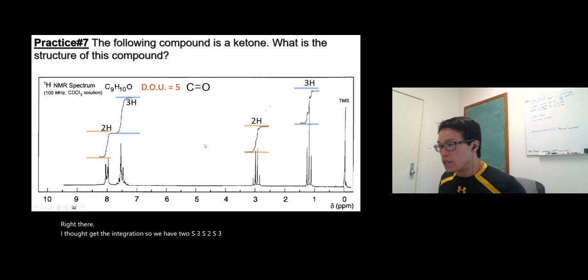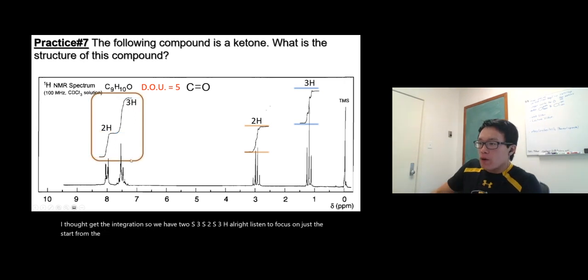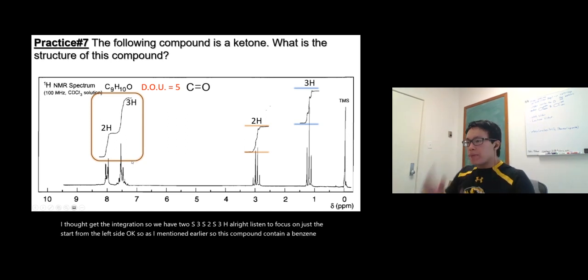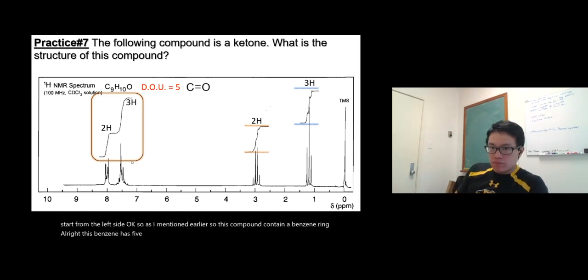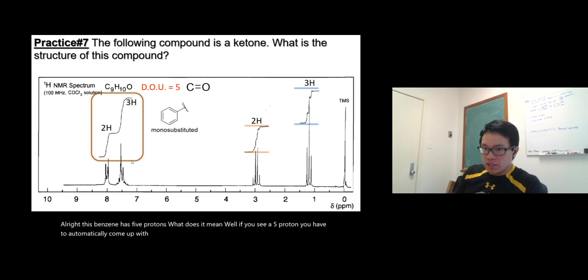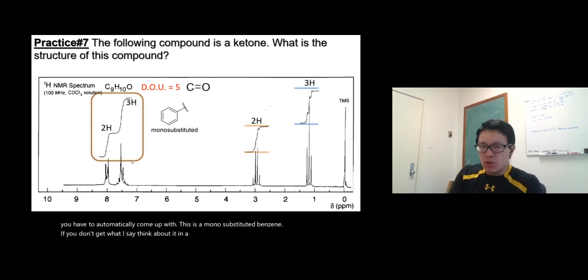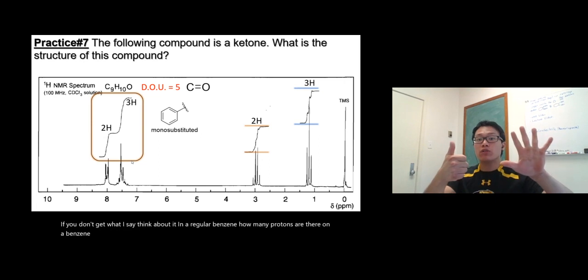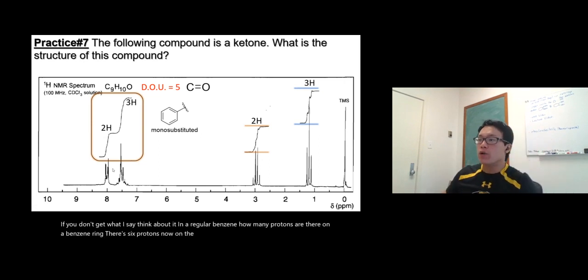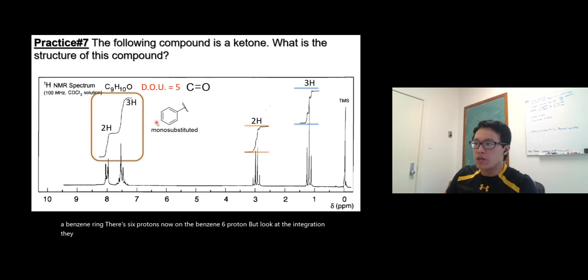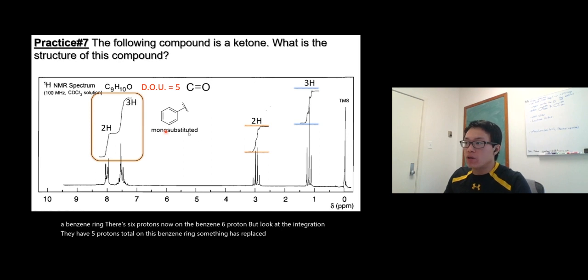All right, let's now focus on the left side. As I mentioned earlier, this compound contains a benzene ring. This benzene has 5 protons. What does it mean? If you see 5 protons, you have to automatically come up with a mono-substituted benzene. If you don't get what I say, think about it. In a regular benzene, how many protons are there on the ring? There are 6 protons, right? But look at the integration. There are 5 protons total on this benzene ring. Something has replaced 1 proton. So you end up with a mono-substituted benzene. It looks like that. 1, 2, 3, 4, and 5.